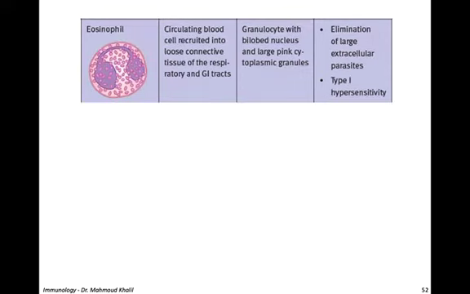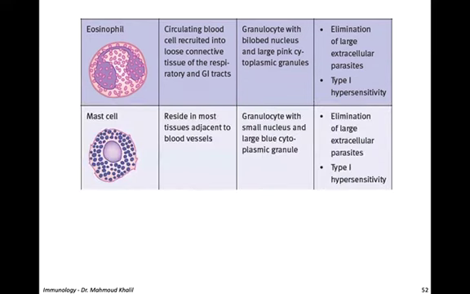For the eosinophil, it is circulating as well, and is one of the cells that is recruited into the loose connective tissue of the respiratory and GI tract. It is a granulocyte with a very large bilobed nucleus, majorly concerned with the elimination of extracellular parasites and type 1 hypersensitivity.